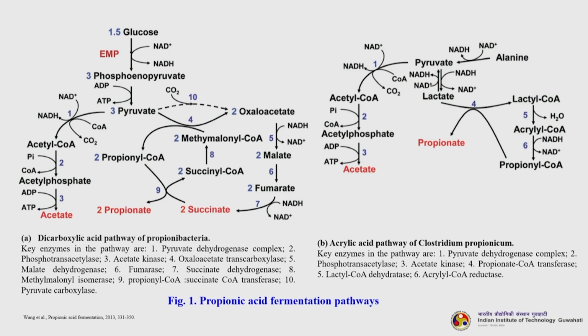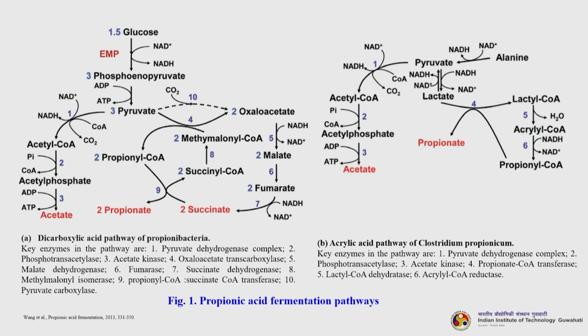So, one is the oxaloacetate pathway, and one is the methylmalonyl coenzyme A pathway. If you go through the methylmalonyl coenzyme A pathway, it will give succinyl coenzyme A and finally succinate, right. And here also, methylmalonyl coenzyme A will go to propionyl coenzyme A and then propionate, right. Now, methylmalonyl coenzyme A is also coming partly from succinate.